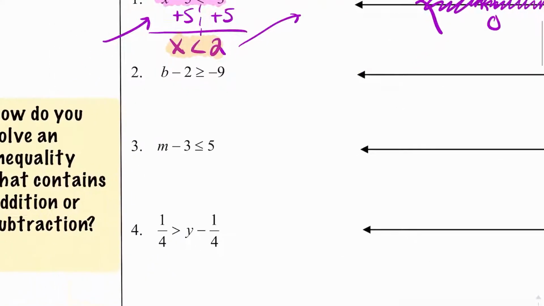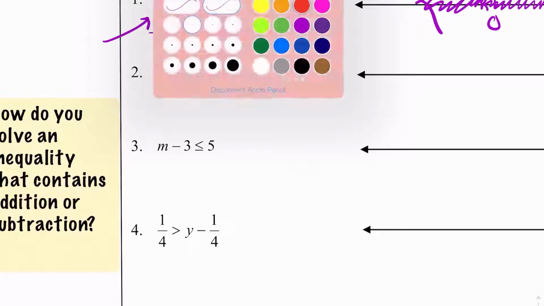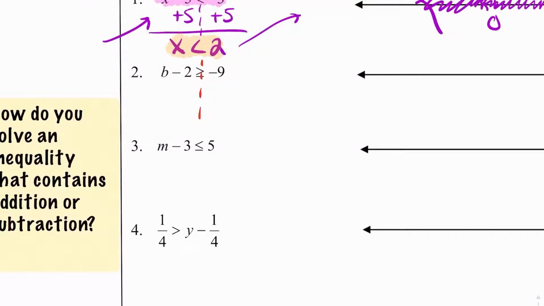So when we see number 2, if I wanted to get b alone, I don't want it to be subtracted by 2. So the addition property says we can add 2 to both sides without changing the solution set. So negative 9 plus 2 is negative 7, and that would be our final solutions. So this here and this here are equivalent inequalities because they have the same solution sets.